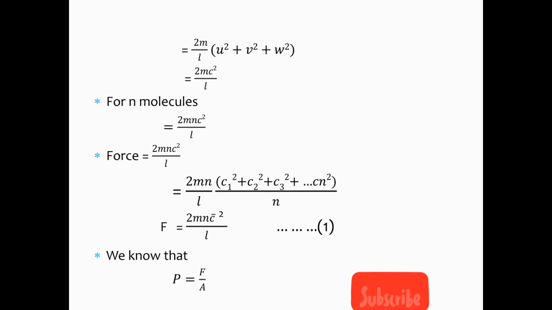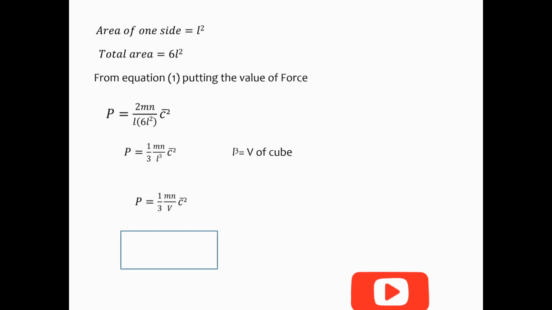This is the force. Now we will calculate the pressure. That is, pressure is equal to force over area. We know that the area of one side of cube is L square and a cube has 6 sides. So the total area of cube is 6L square. By putting the values, we get P is equal to 2mnc root mean square divided by L into 6L square. It will give P is equal to 1 over 3 mnc root mean square divided by L cube.